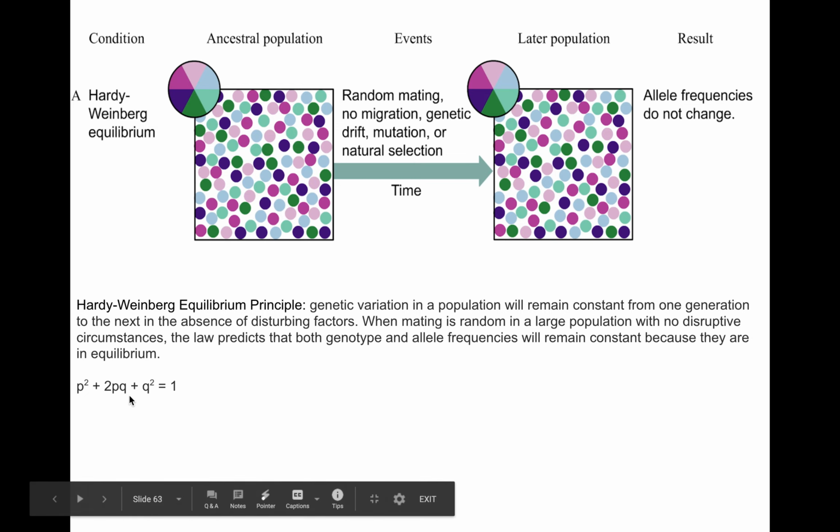And then here is the equation. So mathematically, yes, you can determine frequencies.